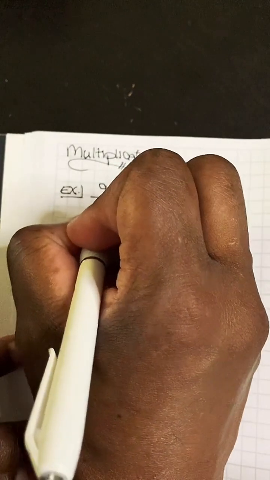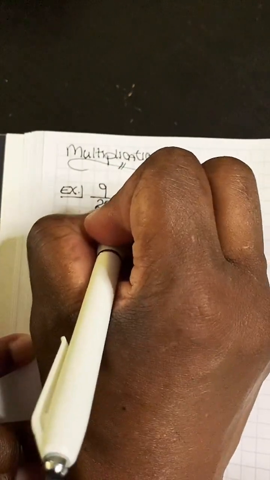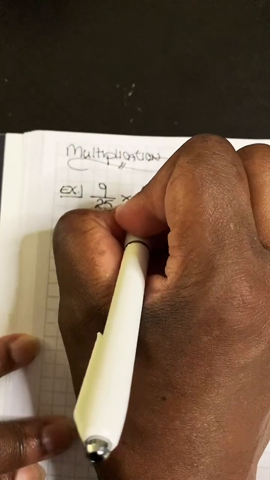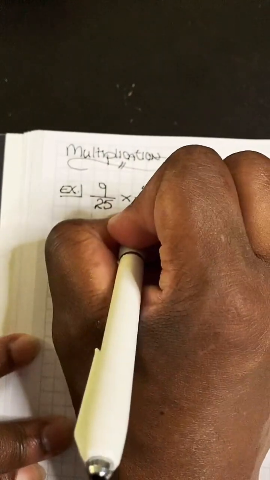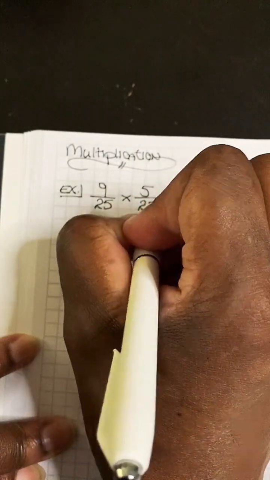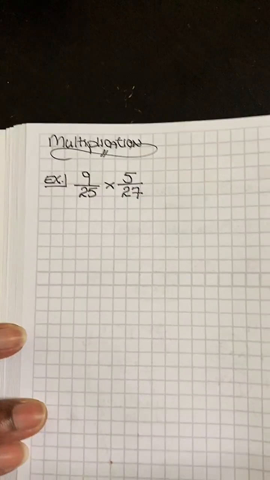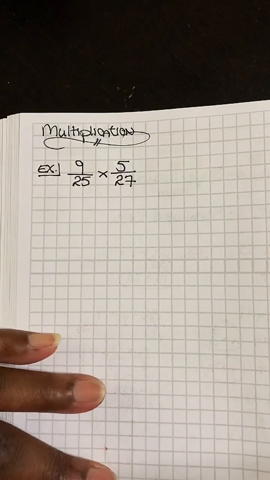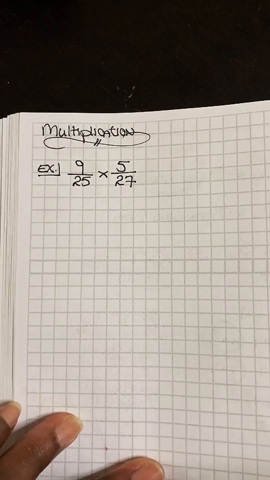All right, so we're going to multiply fractions. So 9/25 times 5/27. And I know I'm using the X for multiplication. Trust me, I already cringed.